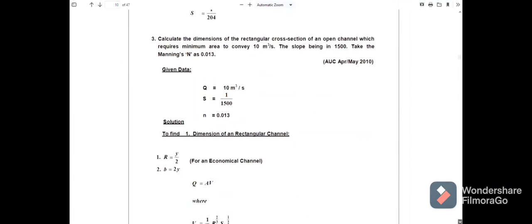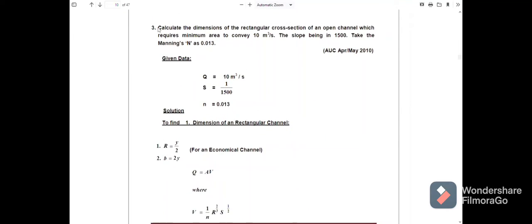Calculate the dimensions of the rectangular cross section of an open channel which requires minimum area to convey 10 meter cube per second. The slope is 1 in 50. Take the Manning n as 0.013. Here Q is discharge.